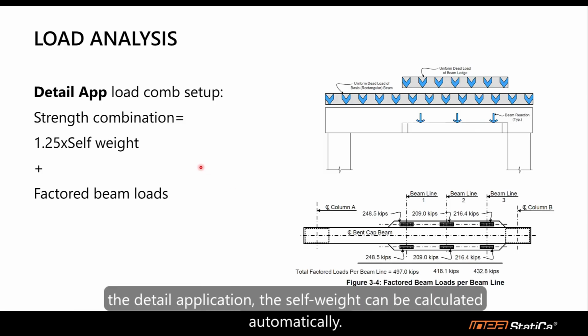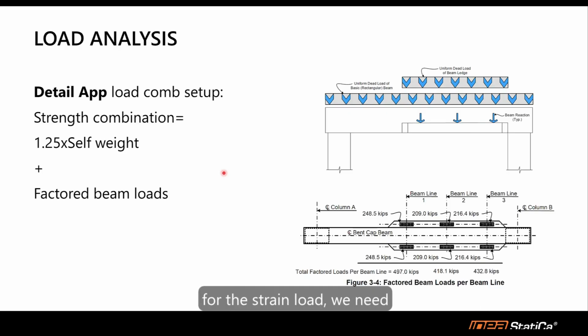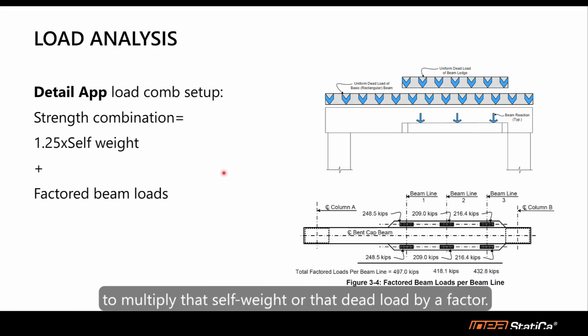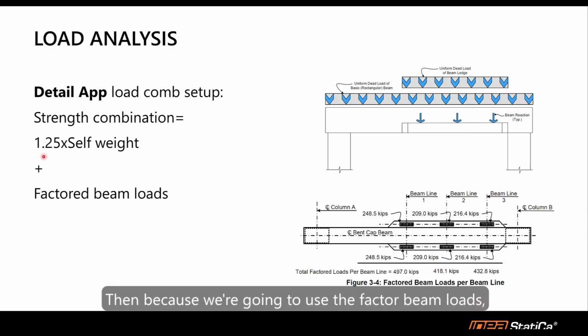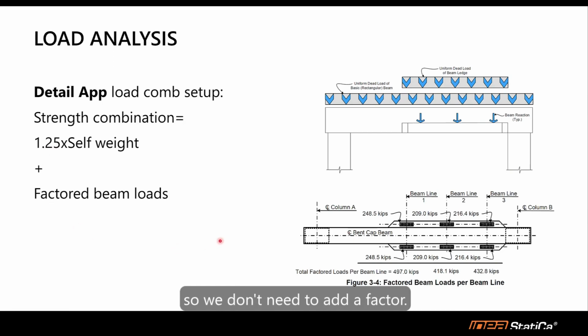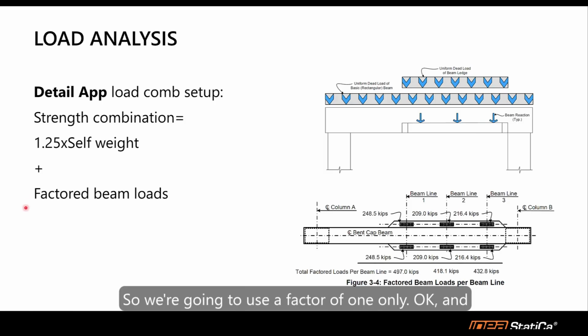In our case, in the detail application, the self weight can be calculated automatically. Once you apply the self weight in the load combination, we need to multiply that self weight, or that dead load, by a factor, and we're going to use 1.25 per AASHTO. Then, because we're going to use the factored beam loads, we don't need to add a factor. They already have that factor included in the total load here. So we're going to use a factor of 1 only.